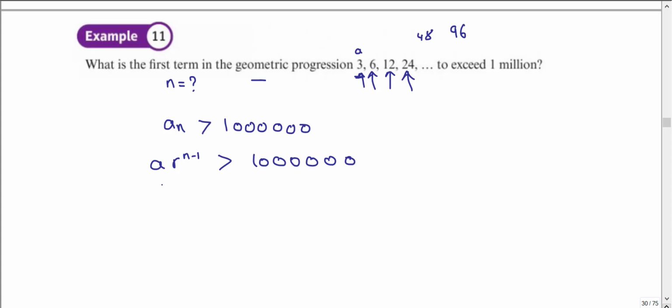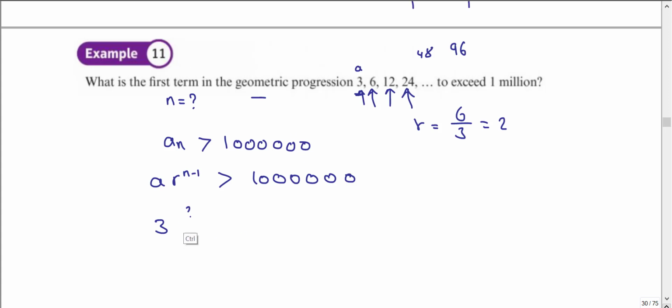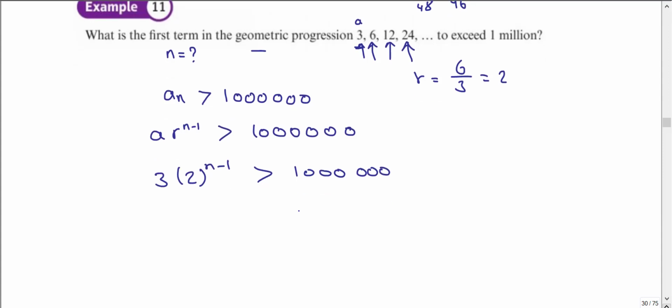A is given. Everything is given, actually. A is 3. R, what's R, Adam? R, divide any term by the previous one. So you get 2 here. Are you following? So R is 2. And here we have 3 times 2^(n-1) greater than 1 million. Now it's about simplifying this and getting n.